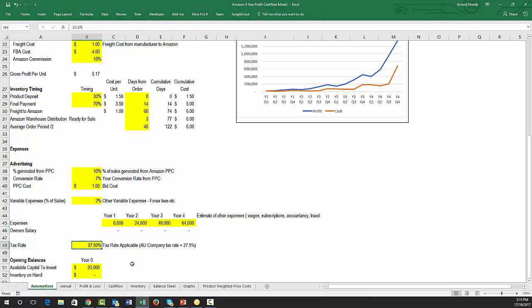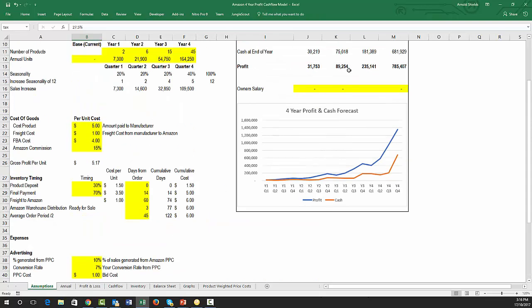And we've also included a tax rate, and in this case, it's the Australian company tax rate of 27.5%. The assumption there is that you're going to have to pay tax on it. We'll pay tax the following year, and each quarter you pay 1/4 of the previous year's tax payable. And it assumes that the owner's salary, in this case, will be deductible.